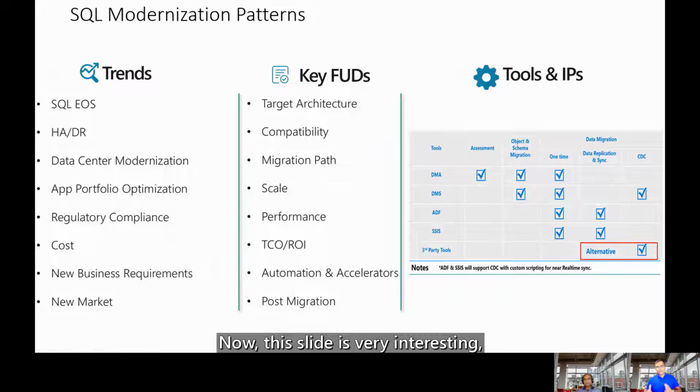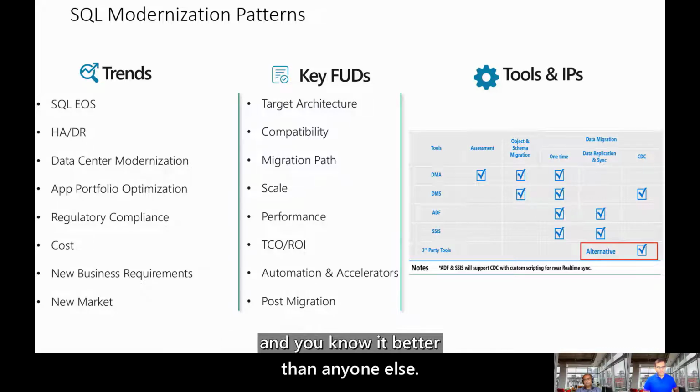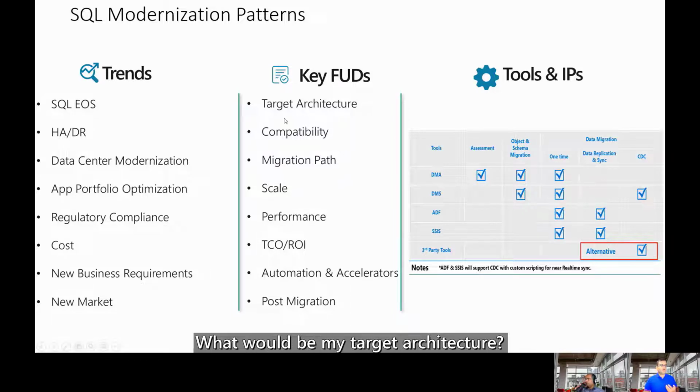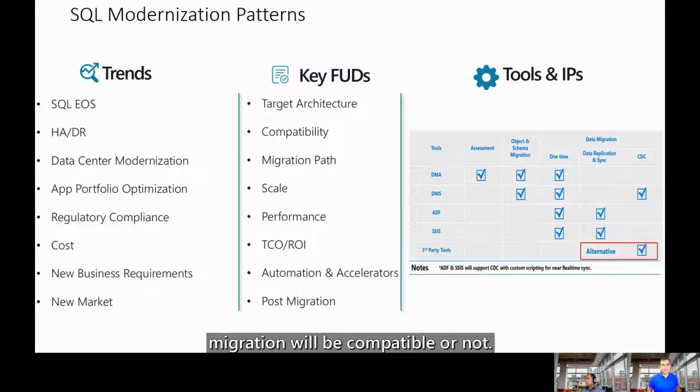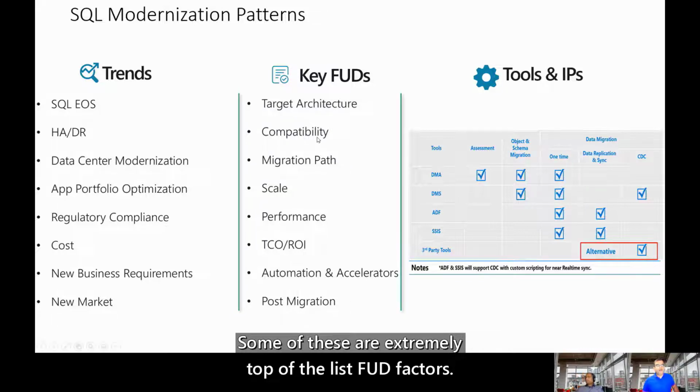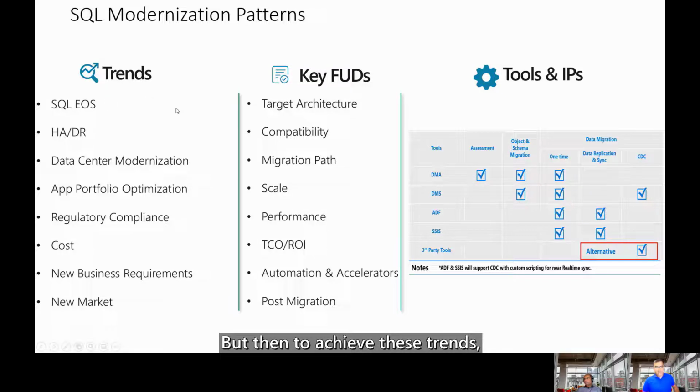Now, this slide is very interesting, where I'm not going to repeat the trends. We have already talked about them, and you know them better than anyone else. Many of you are living and breathing this every day. And then the keywords, whether it's SQL or any of the trends listed here, these are some of the key FUD factors, FUD being fear, uncertainty, and doubt. Like what would be my target architecture? Post-migration, will all my downstream and upstream applications, as well as the application in the scope of migration, be compatible or not? What would be my migration path? Some of these are extremely top of the list for factors.